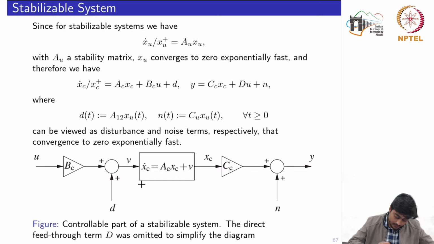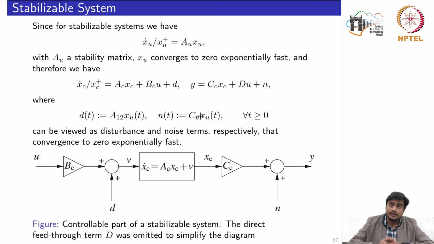And this is the block diagram representation only of the controllable state, where this D is your uncontrollable state and N again the uncontrollable state with the output matrix. Okay.